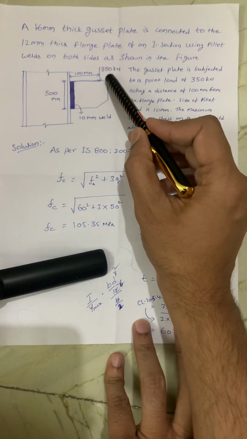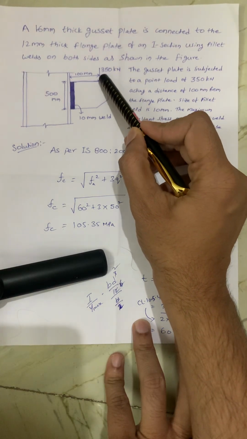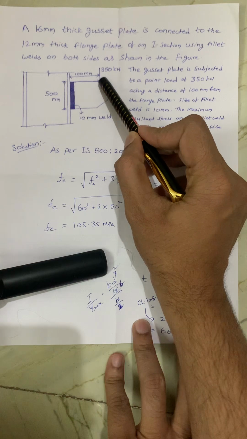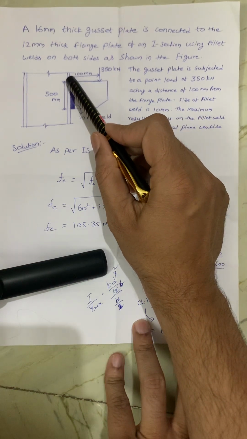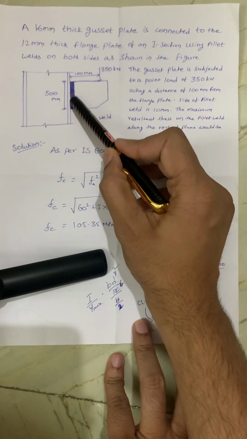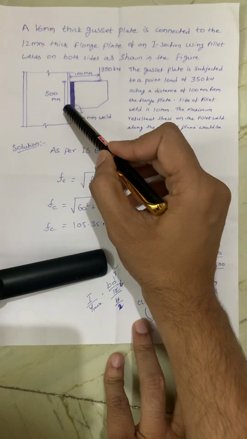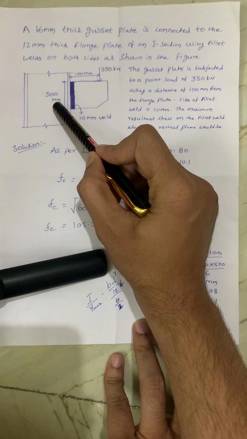So here the gusset plate is subjected to a point load which is 350 kilonewtons acting at a distance of 100 mm from the flange plate. So size of this fillet weld is 10 mm and depth of this welding is 500 mm.